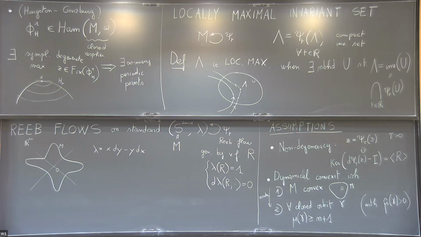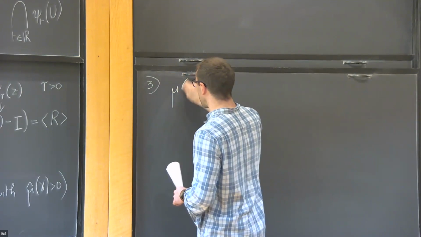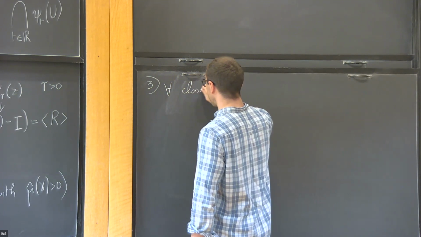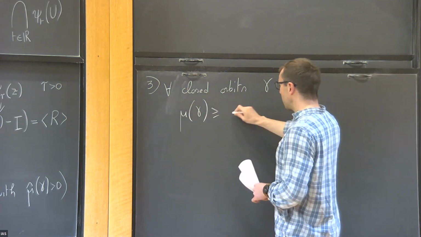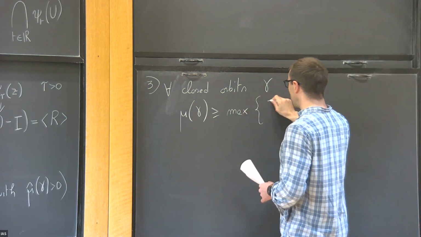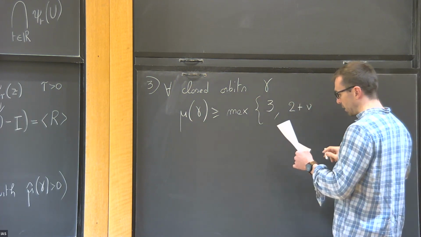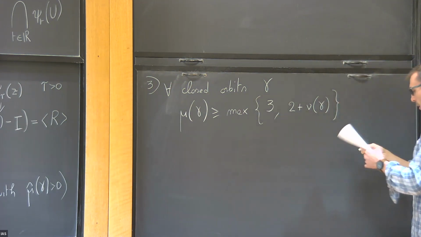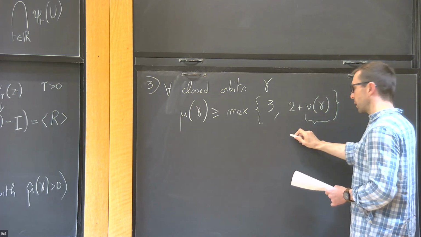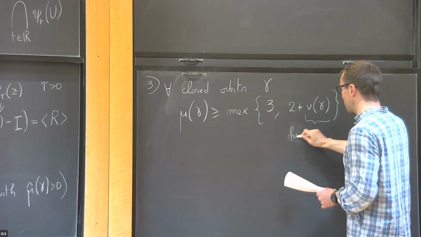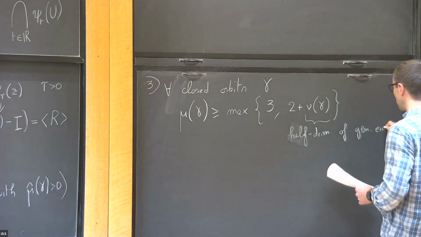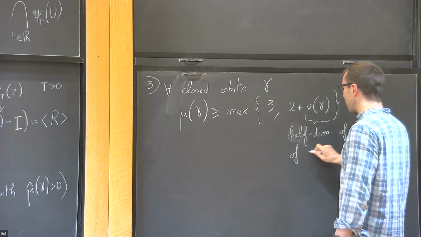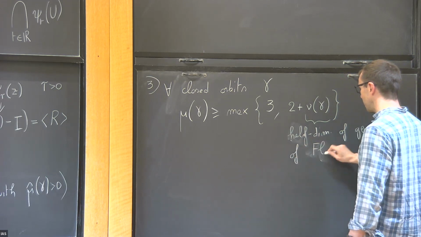And the third assumption, even weaker than two, which would be enough for one of the two statements that I will give, is simply that for all closed orbits gamma, the index of gamma is at least three, or even a little bit less. So mu is at least three, or two plus what I call nu of gamma. And nu of gamma is the half dimension of the generalized eigenspace of the eigenvalue one, of the Floquet multiplier one, let me explain in words.